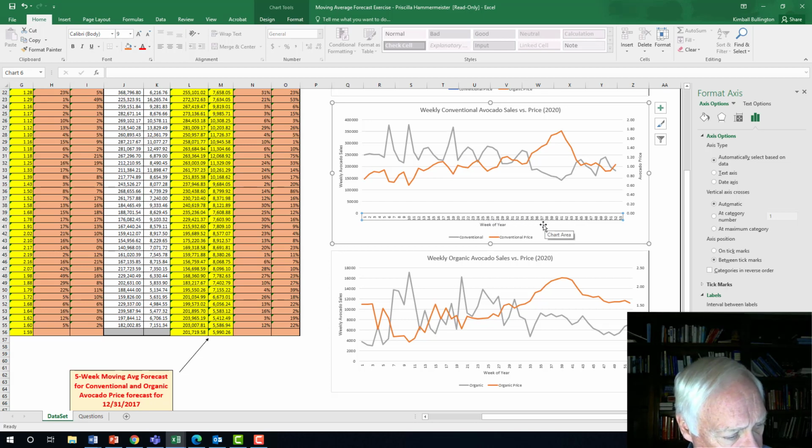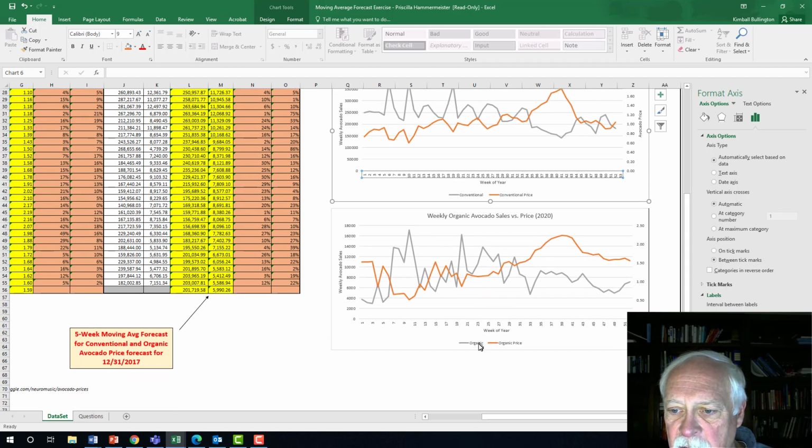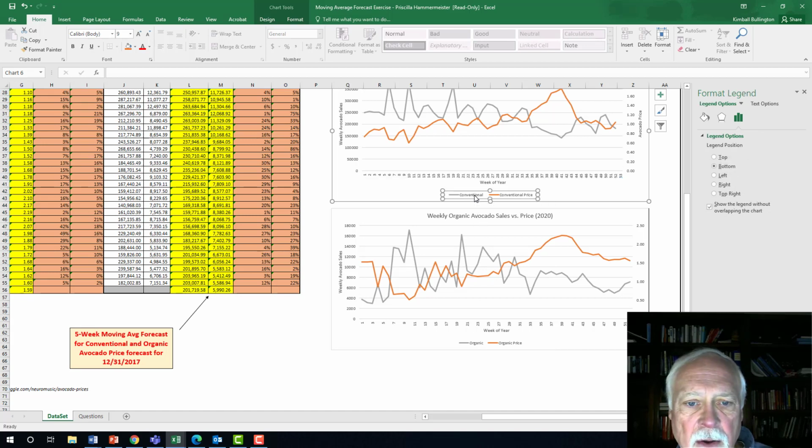And then the third question was, my legend says organic instead of organic series. I'm not seeing that. I guess that was on the other one. Here you've got conventional and conventional price. Down here you see organic. This is the third chart, and organic price. But we really want conventional sales.